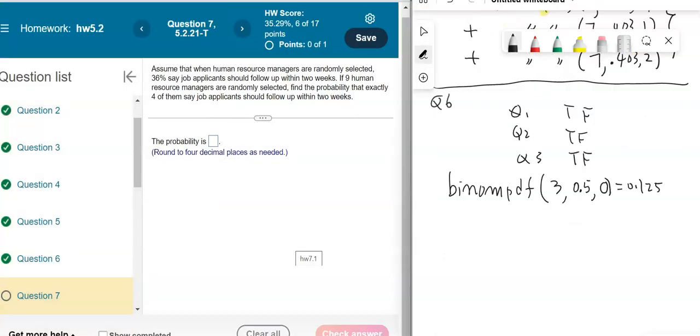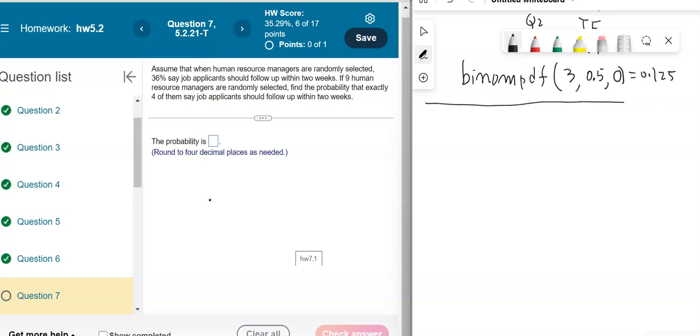All right. Now next question, question 7. Assume that when human resource managers are randomly selected, 36% say job applicants should follow up within 2 weeks. If 9 human resource managers are randomly selected, find the probability that exactly 4 of them say job applicants should follow up within 2 weeks. So now this is actually a question of binom PDF, 9 managers. The probability they believe is 0.36, and then exactly 4.